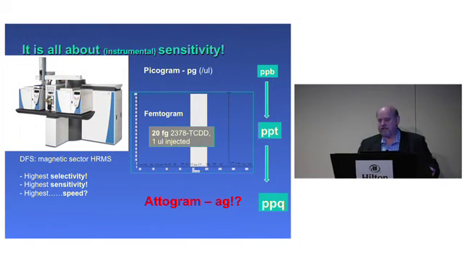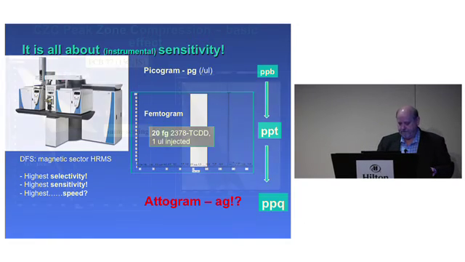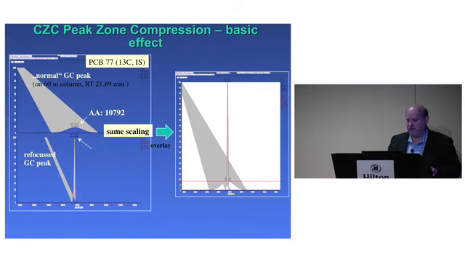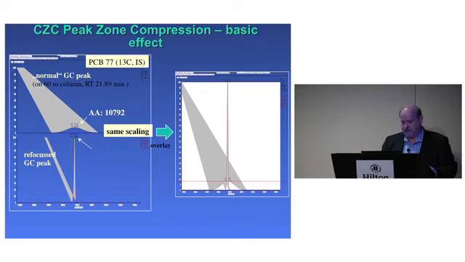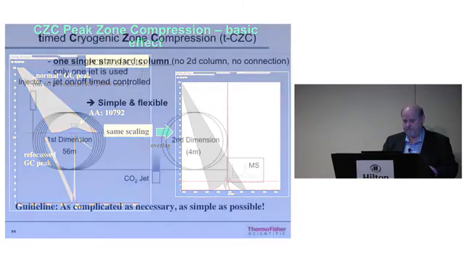This is done on a DFS, high-resolution mass spectrometer. This just shows the normal 20 femtogram signal to noise on this particular instrument. This concept and the basic effect of GC and what it does. This is a peak here for PCB 77 without the modulation. This is the refocused GC peak after modulation, and they're overlaid here so you can see the big increase that you get in signal to noise using this technique.